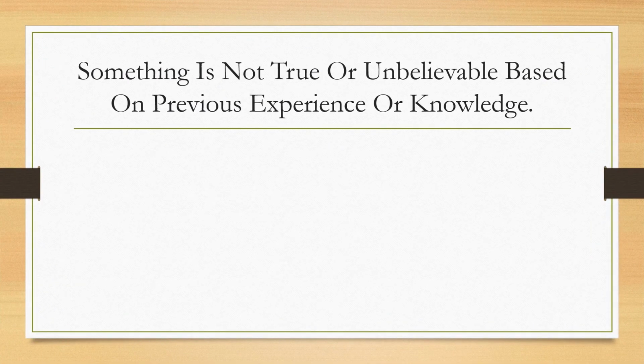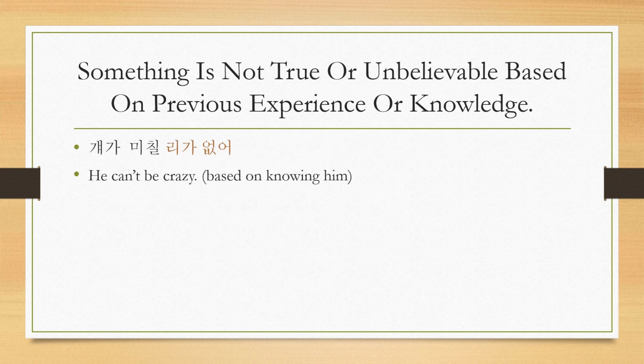So here, this one is actually very complicated, and I think this was one of the few grammar points that came out of the advanced textbook. So it's quite high level, and it means a lot. It's 리가 없다, and this means that something is not true or unbelievable based on your previous experience. So something can't be true, or you don't believe it based on something you know. I know it's quite nuanced, but we have 개가 미칠 리가 없어. So I tried to make this simple.